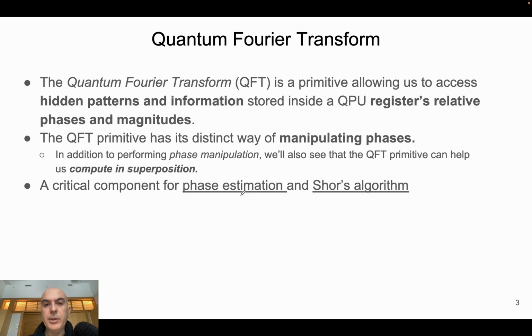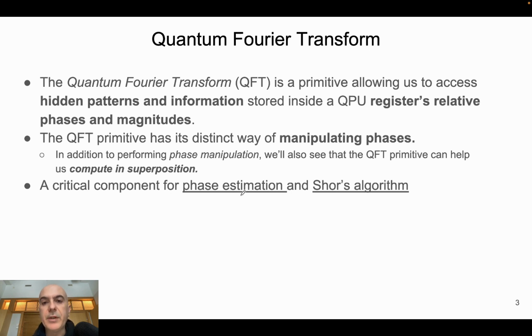The quantum Fourier transform is a quantum computing primitive that allows us to access hidden patterns and information stored in the QPU register, relative phase and magnitude. Somehow it's also similar to amplitude amplification in the sense that it allows us to extract information from the phase that we cannot measure directly. Differently from the amplitude amplification primitive, the QFT primitive has its own way of manipulating phase. We will see that it performs a phase manipulation, but also there is a part about computing in superposition.